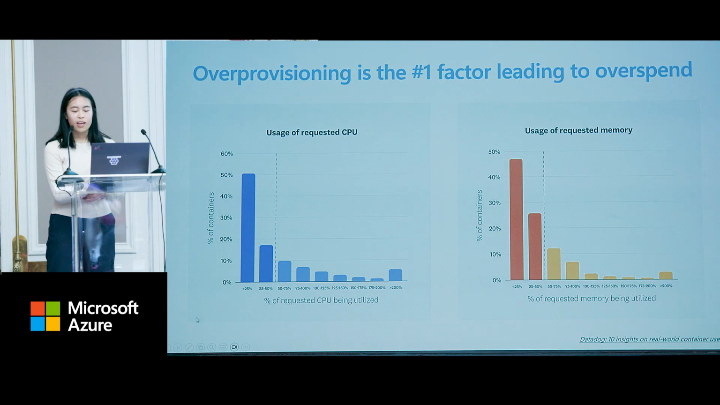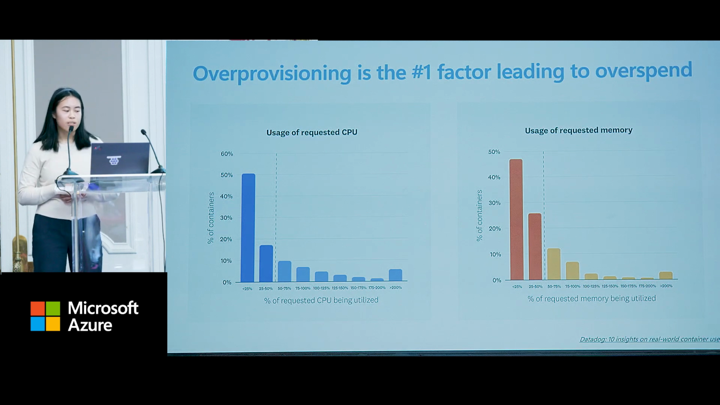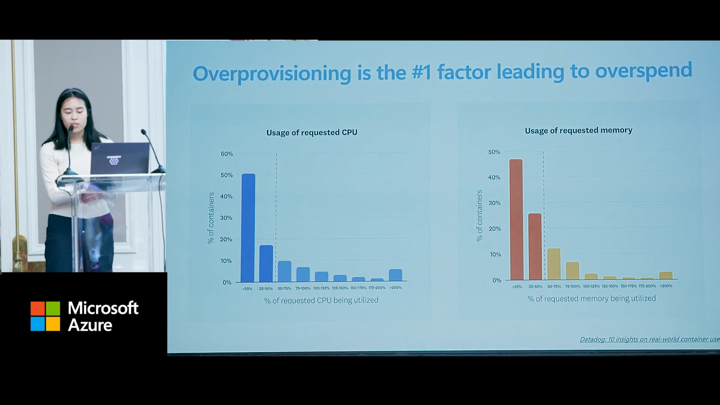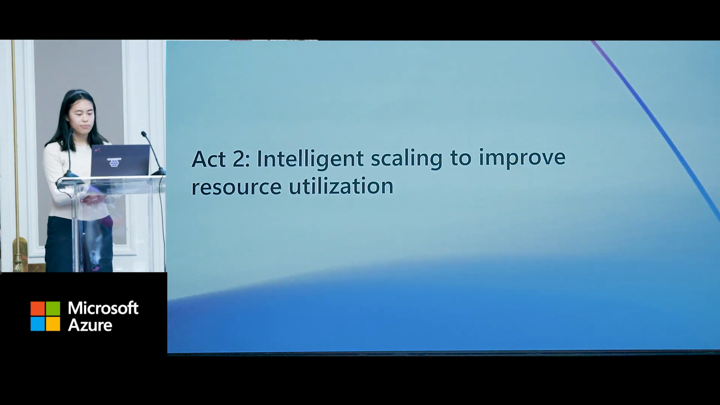This is from a Datadog report. Basically, how we interpret this is about 65% of workloads are being underutilized from both a CPU and memory perspective. So there's a really big opportunity for us to do better here and right size. So first, Karthik will be chatting a little bit about scaling.